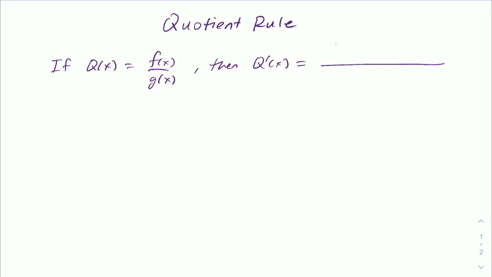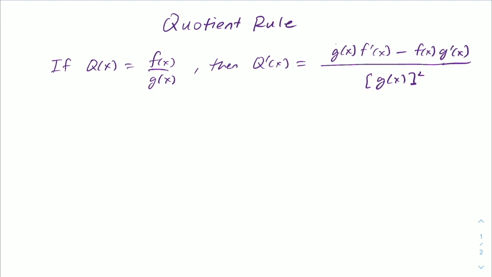Okay, in this video we're going to discuss the quotient rule. I'll start by stating the quotient rule. So if q of x is the quotient of f of x and g of x, then the derivative of q of x, which we call q prime of x, is g of x times f prime of x minus f of x times g prime of x, all over g of x squared.